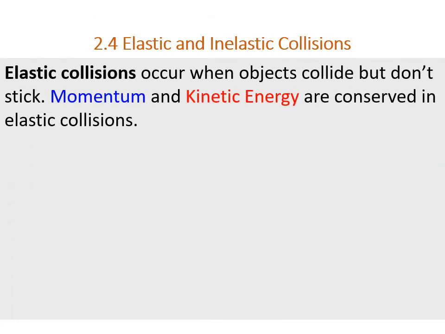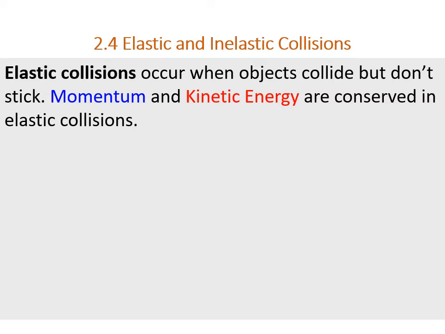All right, two main types of collisions are elastic and inelastic collisions. Elastic collisions occur when objects collide, but they don't stick. So imagine those pool balls, the billiard balls, they collide with each other, they don't make a sound, they don't lose any energy.